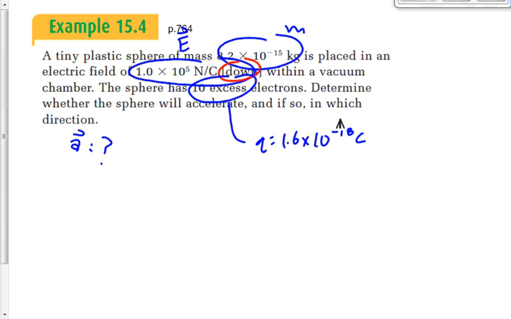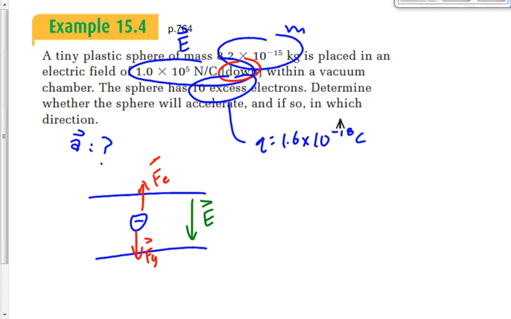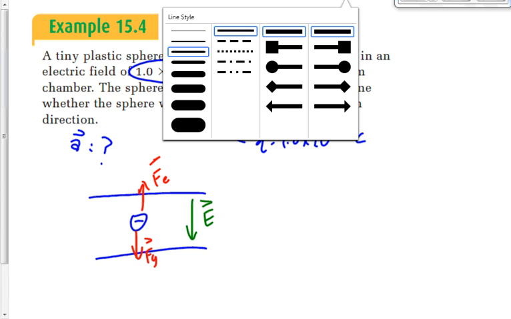Let's draw a picture here. Here's our two plates. We have a charge that is negative. We know it's negative because it has 10 excess electrons. Gravity is going to act downwards. We know the electric field acts downwards. That must mean the electric force acts which way? It's a negative particle, force acts, Noel? Up, opposite to the field. Now, we don't know that those balance, but they might. Let's say F net is equal to the sum of those forces.